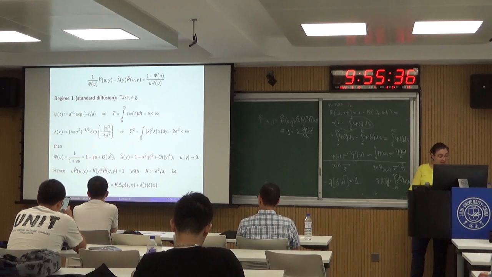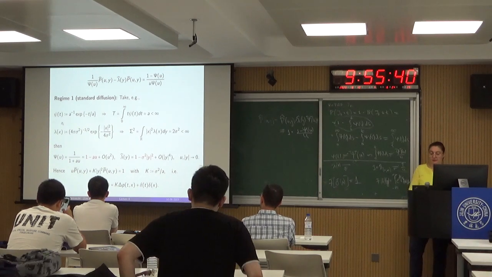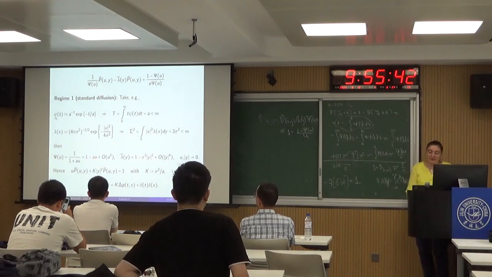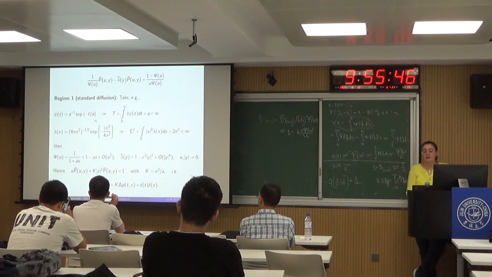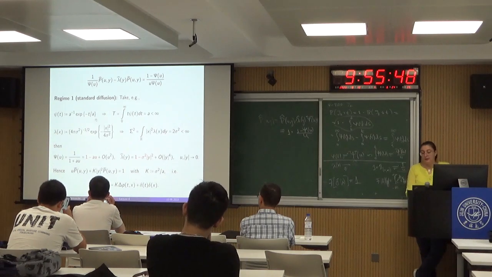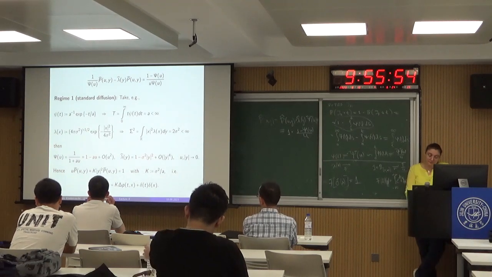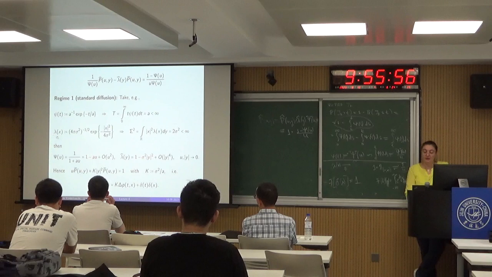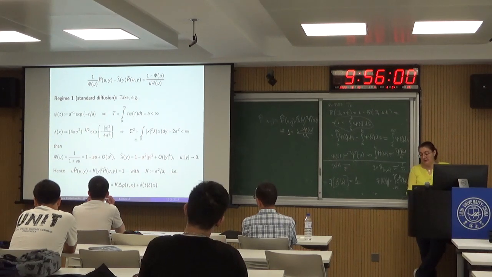So let us consider an example of standard diffusion. As the probability density function of my waiting time, I take an exponential waiting time. Then the first moment exists and is finite. And as the distribution of my jumps, I take just a Gaussian distribution. Then the variance is finite. And hence, this is what I call regime number 1, standard diffusion.